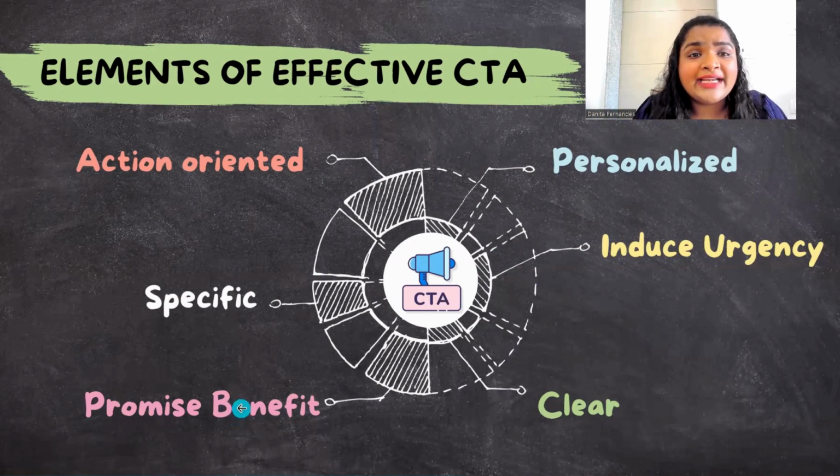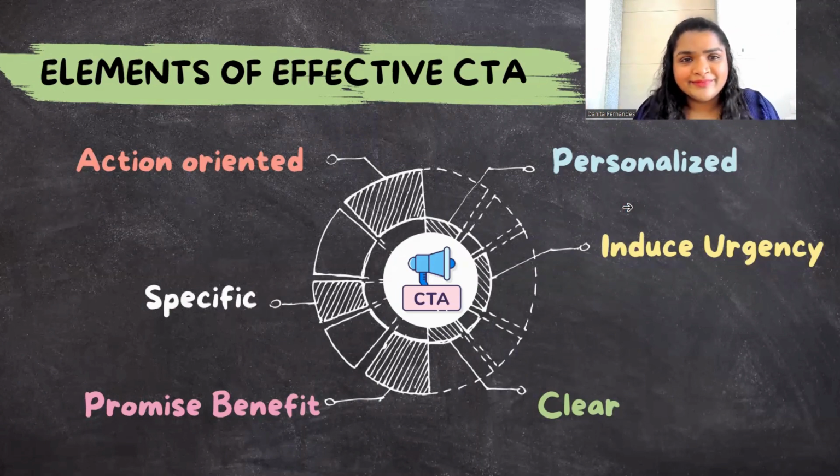Now, the third element, your CTA must promise a benefit. What will I get if I click this? Your reader asks this question in their mind. So make sure that tiny little button answers that question. All right, coming to element number 4, personalized. Your CTA must be personalized. Your reader must not feel like this offer, this thing is available to 1,000 other people.